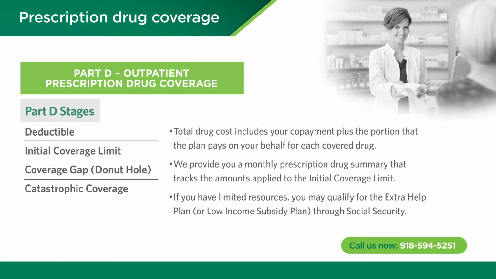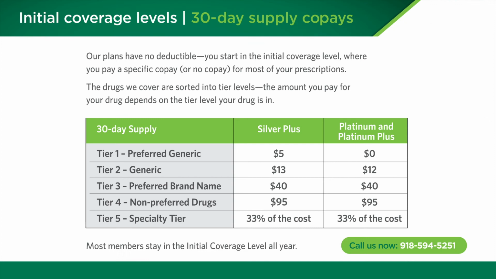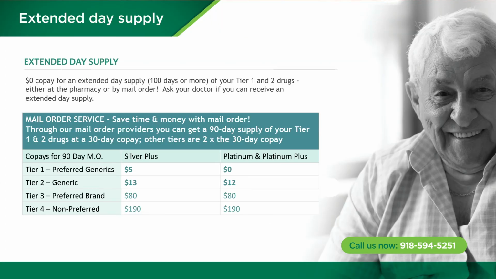Our plans do not have a deductible, so when you start with us, you are in the initial coverage level where you pay a specific copay for your prescriptions. Here are the copays for a 30-day supply of your prescriptions. What you pay depends on what tier level your drug is in. It's important to check the plan's formulary for your maintenance drug so you'll know what to expect. You can also save money if you order a 90 or a 100-day supply of your prescriptions. On our plans, you can actually pay nothing for an extended day supply of your Tier 1 and Tier 2 drugs.